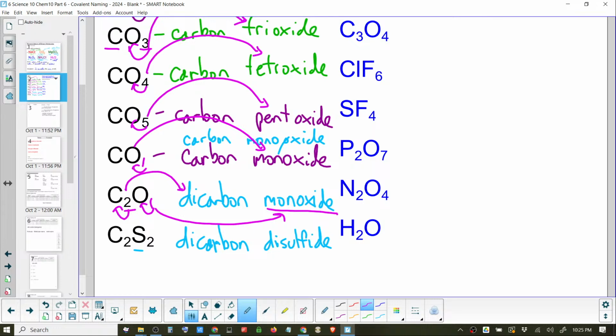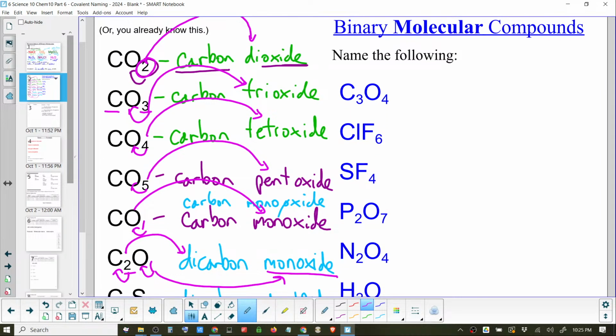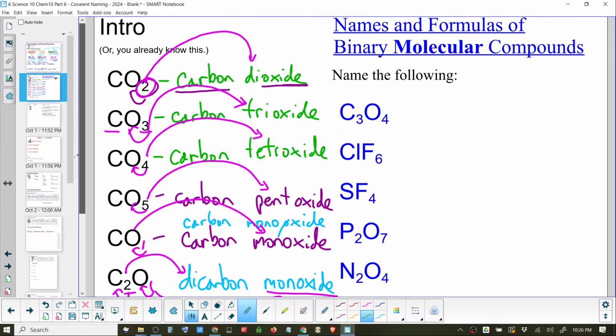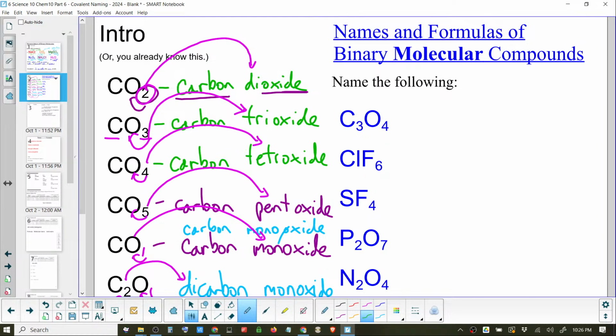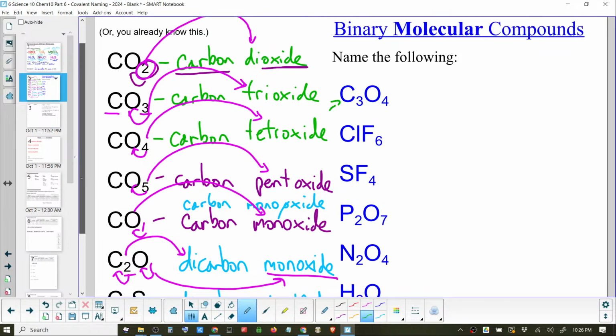C2S2, so we have our carbon, and there's 2 carbons, so it's dicarbon. And it's 2 sulfides, so it's disulfide. With those rules in mind, try naming the following: C3O4, ClF6, SF4, P2O7, N2O4, and H2O.